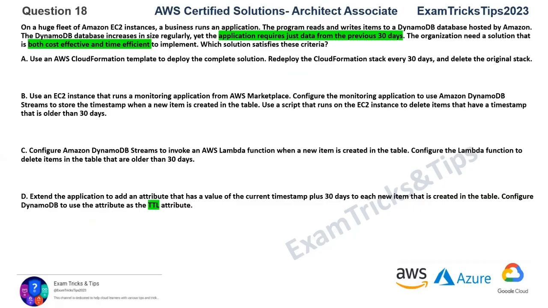We know the answer, what option we are going to select, but we'll eliminate the other options now to see why they are wrong. So the first one says use a CloudFormation template to deploy the complete solution, redeploy the CloudFormation stack every 30 days and delete the original stack. Oh, this is going to be a very complex solution involving a lot of effort, where you are creating and deleting the whole solution every 30 days. It's not the right way of doing things. I would cross this out.